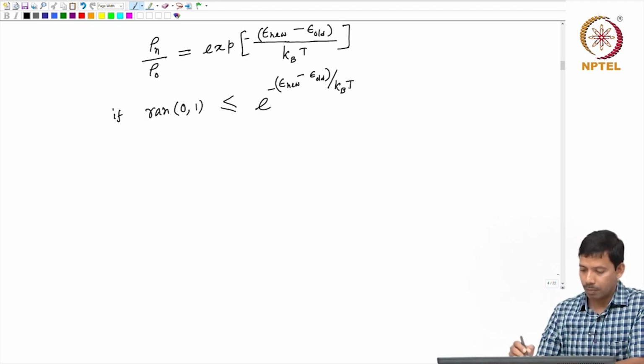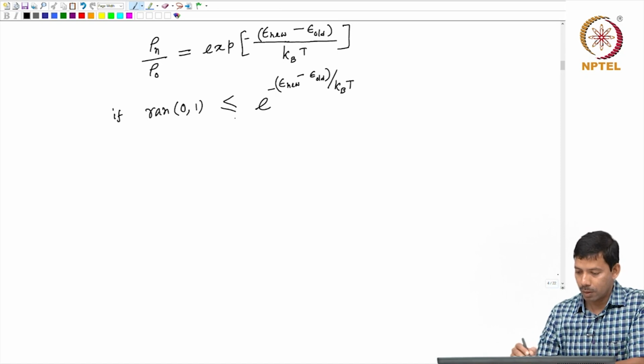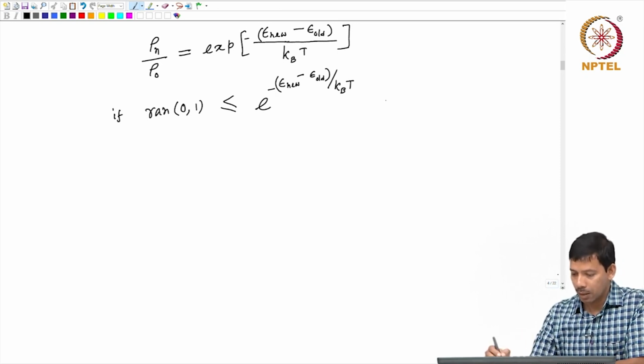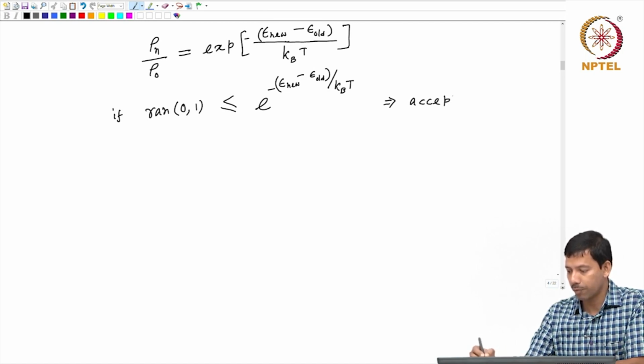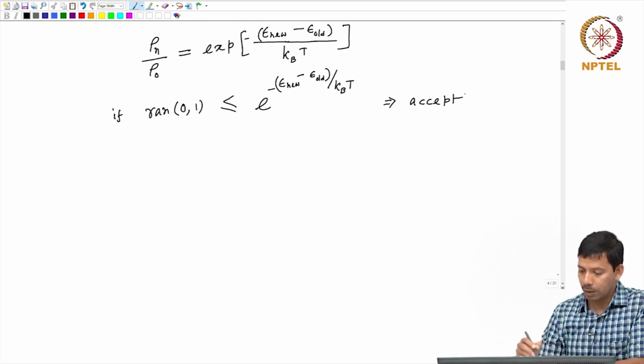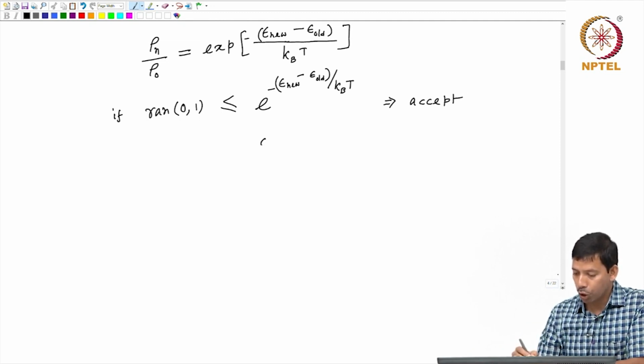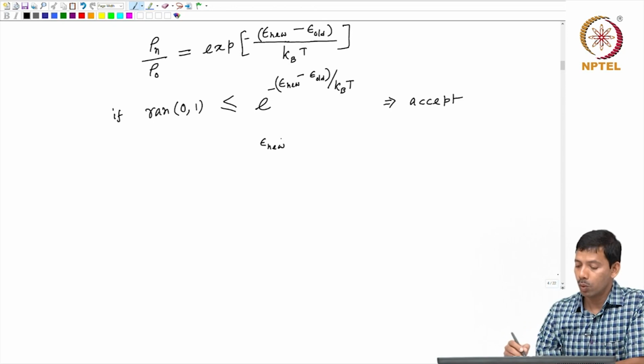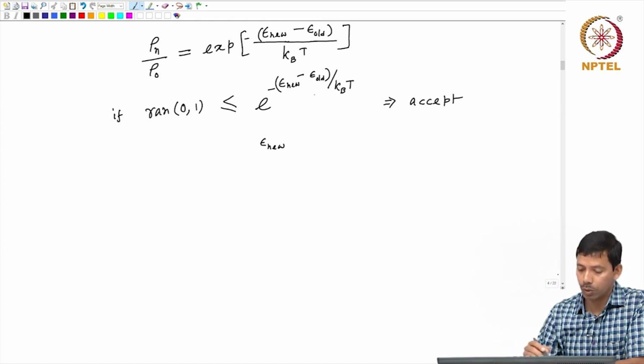If this is valid, I accept this. Why do I accept if this condition is fulfilled? So, this is valid only when my epsilon new is not too big. If epsilon new is just a little bigger than epsilon old, then what will happen? So, this difference is close to 0, and then this whole Boltzmann factor is 1. So, this is fulfilled, because 1 is more than any number between 0 to 1.